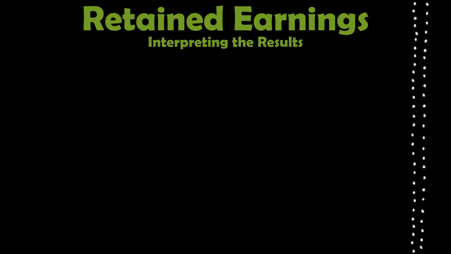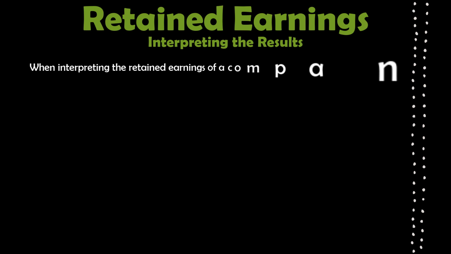If the retained earnings of a company are positive, this means that the company is profitable. If the business has negative retained earnings, this means that it has accumulated more debt than what is made in earnings.